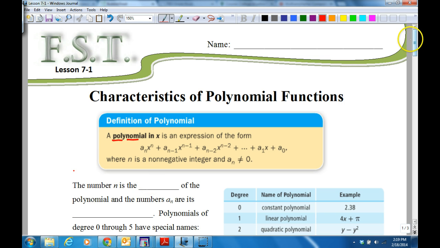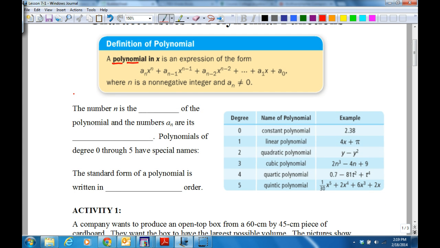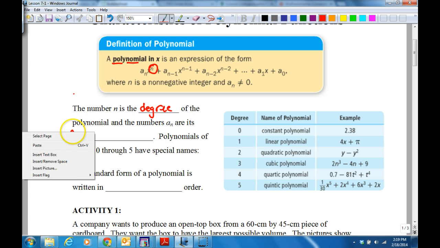Okay? So, for instance, the number n is the degree of the polynomial. So that's what this is right here. Okay? That's the highest number of the exponents. Okay? All the a sub n's are the coefficients, the number in front of the variables.